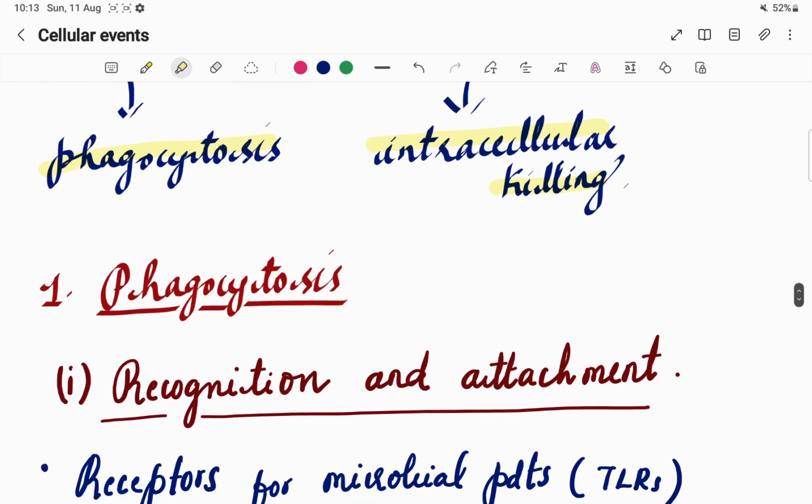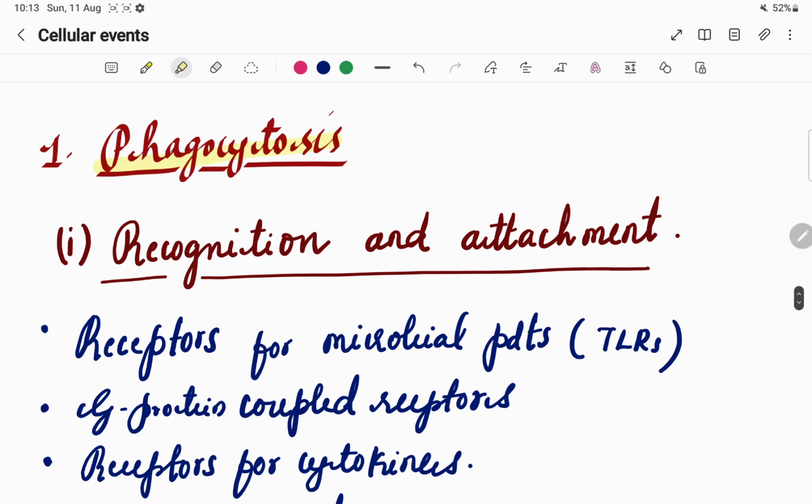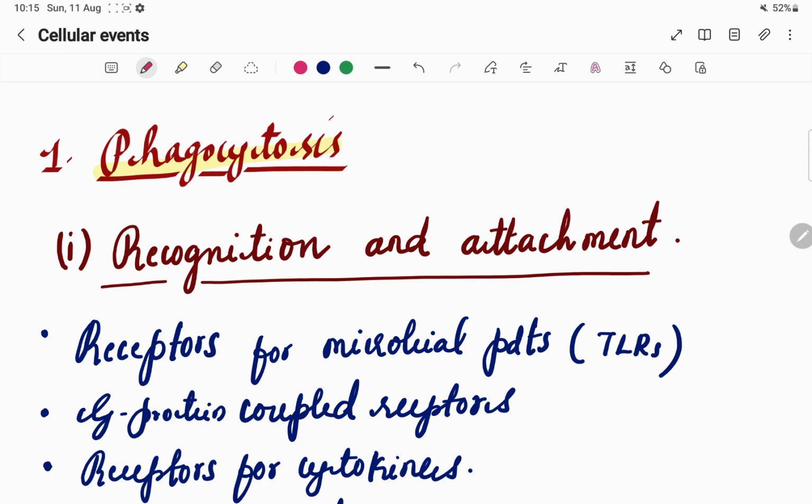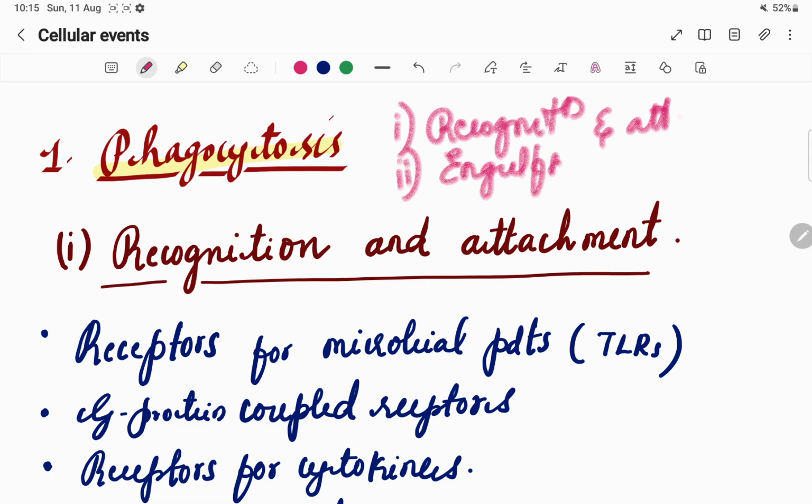So first moving on to phagocytosis, which is very important. There are mainly 3 steps in the phagocytosis. The first one is recognition and attachment. The second one is engulfment. ആദ്യം നമ്മൾ അതിനെ റെക്കഗ്നൈസ് ചെയ്യും, then we ingest it, and the third one is killing or degradation. Ingest ചെയ്ത് കഴിഞ്ഞിട്ട് we directly kill it or degrade it. So these are the 3 steps in the phagocytosis.